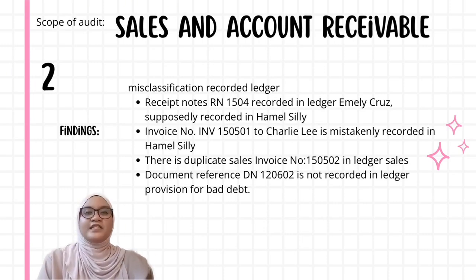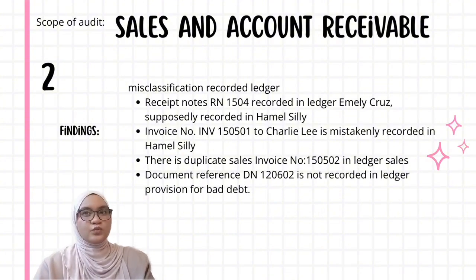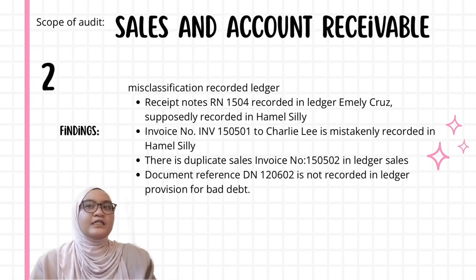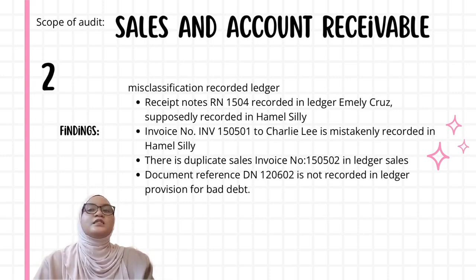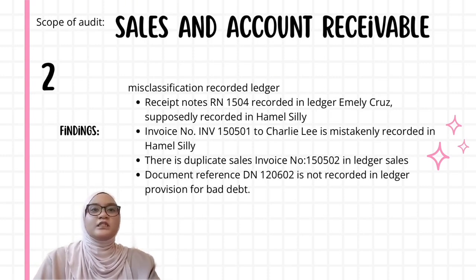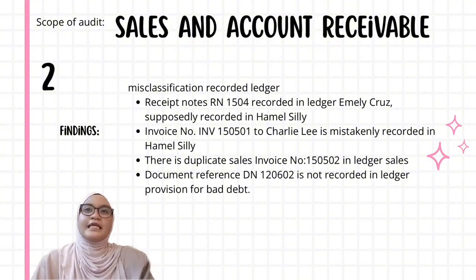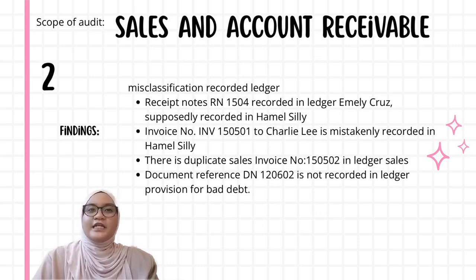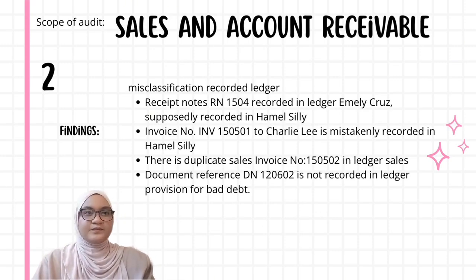Beyond misclassification, we also found a duplicate invoice, invoice 150502, which appears twice in the sales ledger. And lastly, document note 120602 was omitted from our bad debt provision ledger. This will lead to an overstatement of our current assets and make our financial statements not accurate.